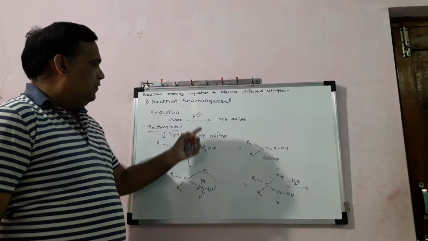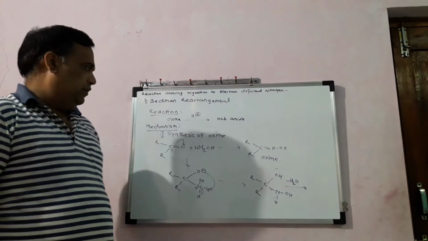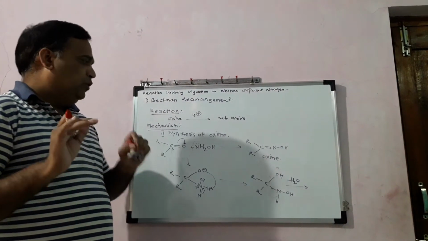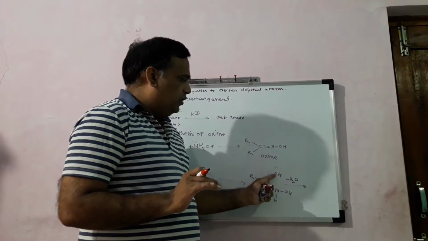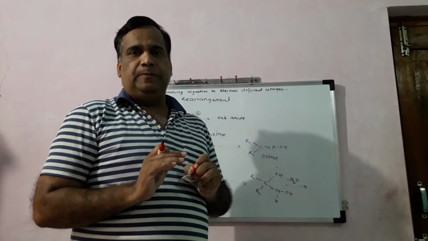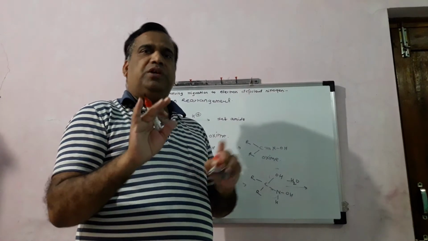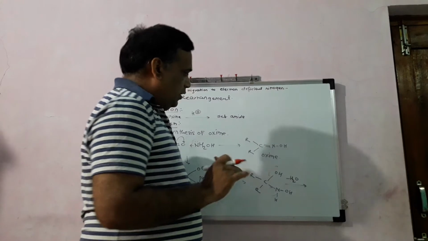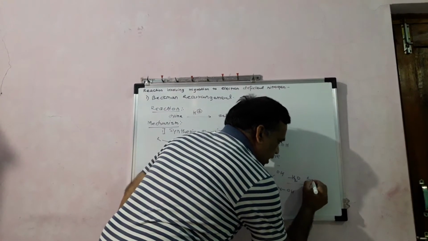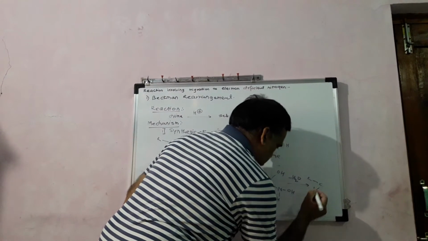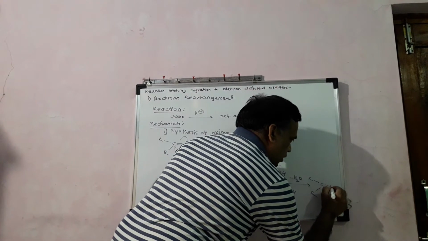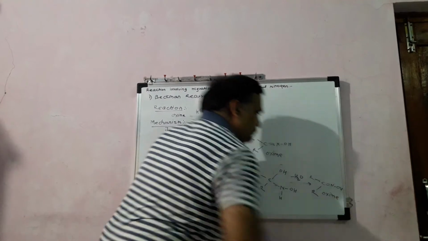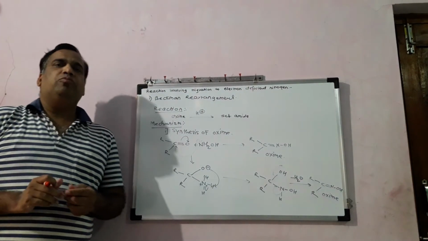Generally we use acidic conditions here, that means H plus. If we use H plus beforehand, then we can also convert this OH into OH2 plus. Either you convert it to OH2 plus or keep it as OH, whatever it is. So we get the product R, C, R, double bond N, OH. That is the oxime. So this is the synthesis of the oxime.